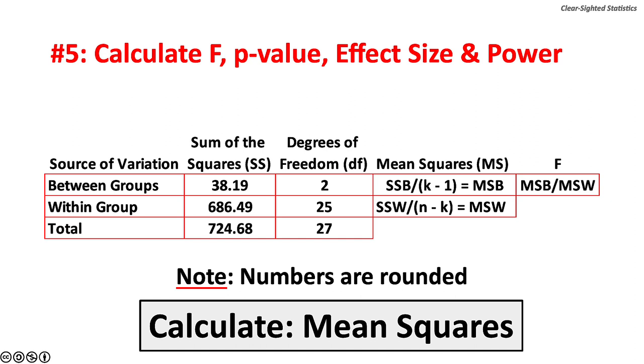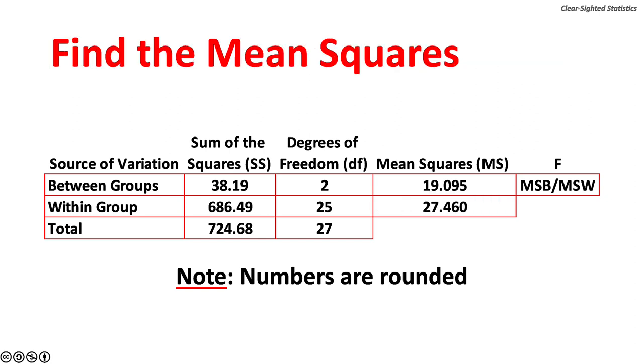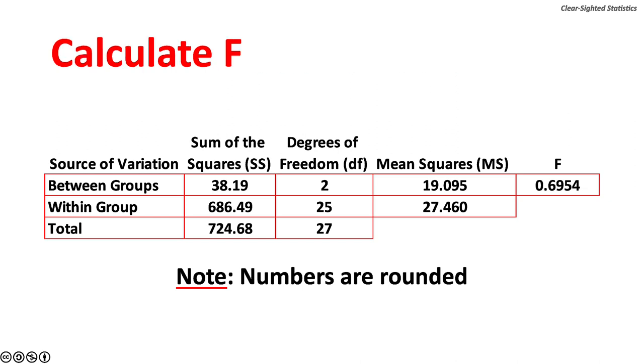We then move to the right and calculate the 2 mean squares, mean squares between groups and mean squares within groups. Mean squares between groups is 19.095, found by 38.19 over 2. Mean squares within groups is 27.46, found by 686.49 over 25. We now calculate F, which is found by mean squares between groups over mean squares within groups. The value of F is 0.6954, which is a very tiny test statistic.